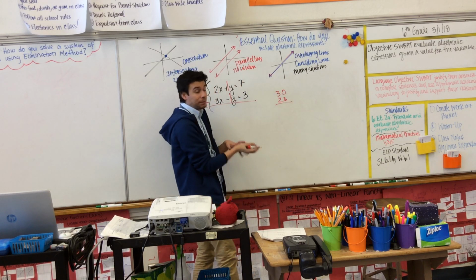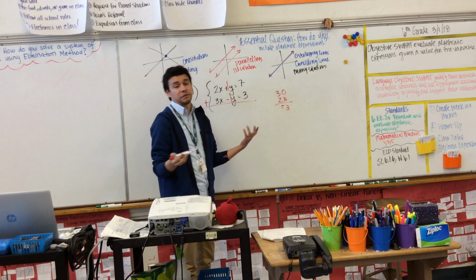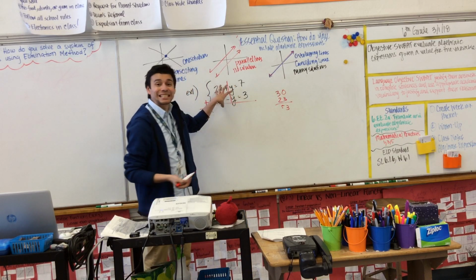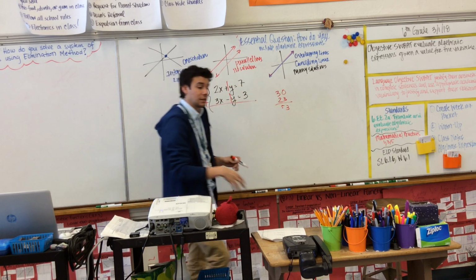You stack them up. 0 plus 3 is 3. 3 plus 2 is 5. Oh, the answer is 53. Well, we're going to stack these up to find out where the lines intersect.